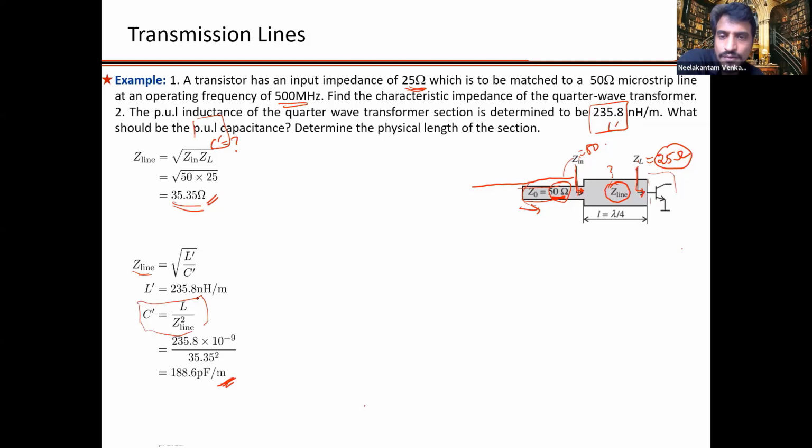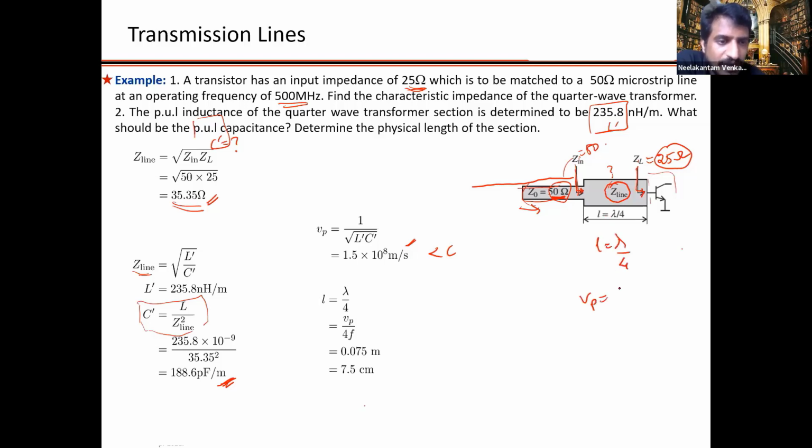Determine the physical length of the section. So that becomes the beta L, or you might want to find the phase velocity, which is 1 over square root of L dash C dash from the transmission line analysis, which is 1.5 into 10 power 8 meters per second, which should be less than C, by the way. Then you can go ahead and figure out your length to be lambda by 4.